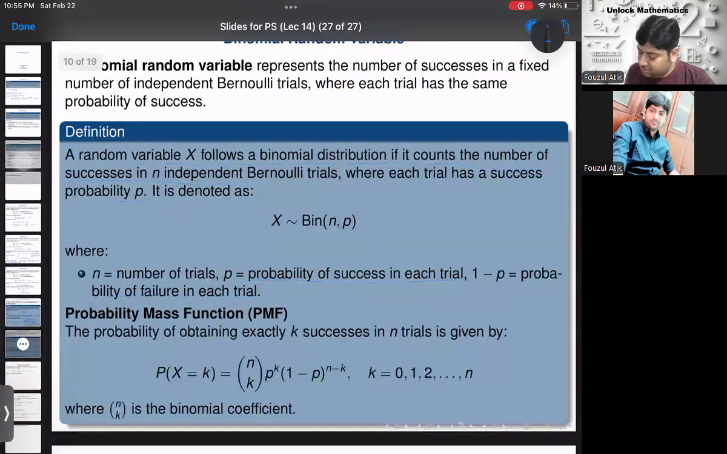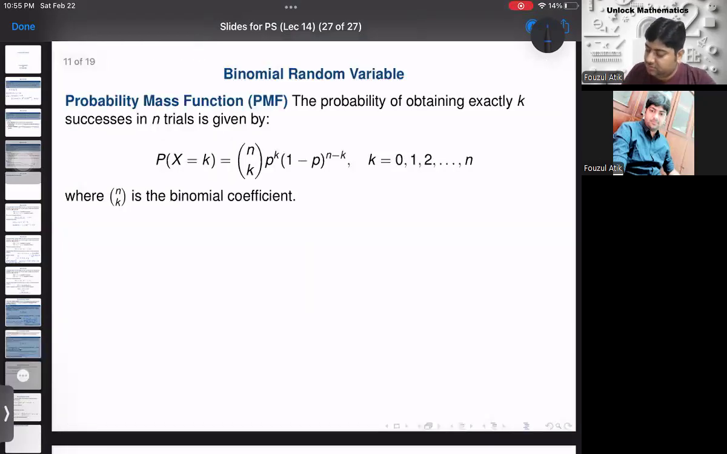So this gives you the probability mass function of this binomial random variable. Clear? Therefore, the probability of obtaining exactly k successes in n trials is given by P of x is equal to k, equal to nCk p to the power k into 1 minus p whole to the power n minus k, where k is from 0, 1, 2 up to n. And nCk is the binomial coefficient, n choose k, right? So this is the probability mass function.